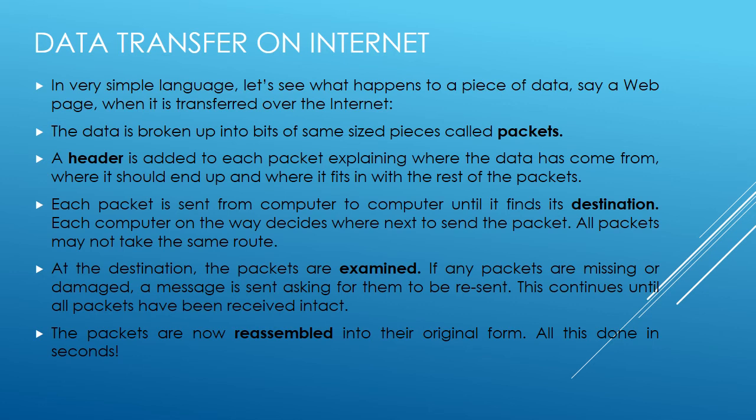Each packet is sent from computer to computer until it finds its destination. Each computer on the way decides where next to send the packet. All packets may not take the same route. At the destination, the packets are examined. If any packets are missing or damaged, a message is sent asking for them to be resent. This continues until all packets have been received intact. The packets are now reassembled into their original form. All this is done in seconds.